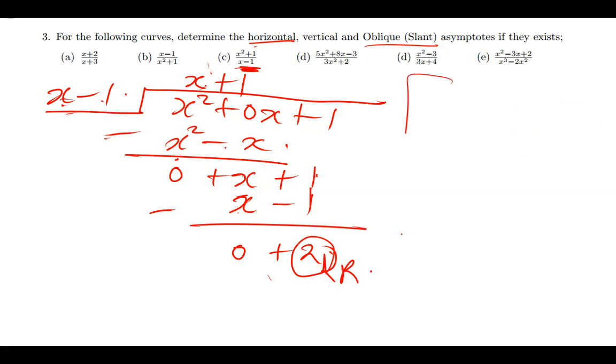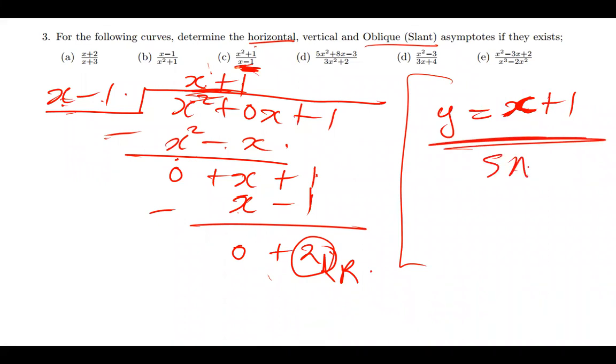So the slant asymptote for this given function here is simply just y is equal to, you copy the quotient there, which is x plus 1. The answer there on top, x plus 1, is just the function for the slant asymptote. That is our slant asymptote. Yeah, so it's as simple as that.